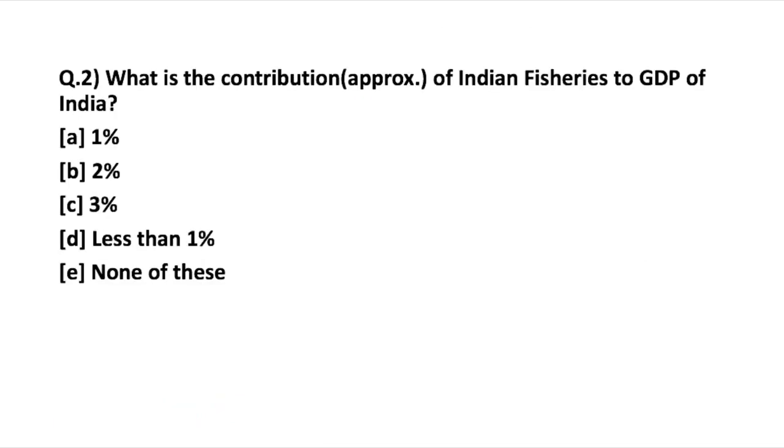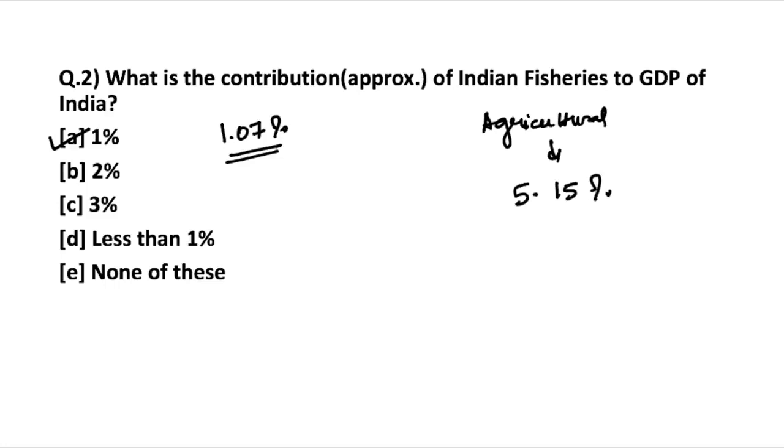The next question is: what is the approximate contribution of Indian fisheries to the GDP of India? Approximately 1.07% of the GDP is contributed by the Indian fisheries sector. So the answer for this question is around 1%. If we look at the agricultural GDP, fisheries contribute around 5.15% to the total agricultural GDP. Now there are various facts regarding fisheries which you must remember.